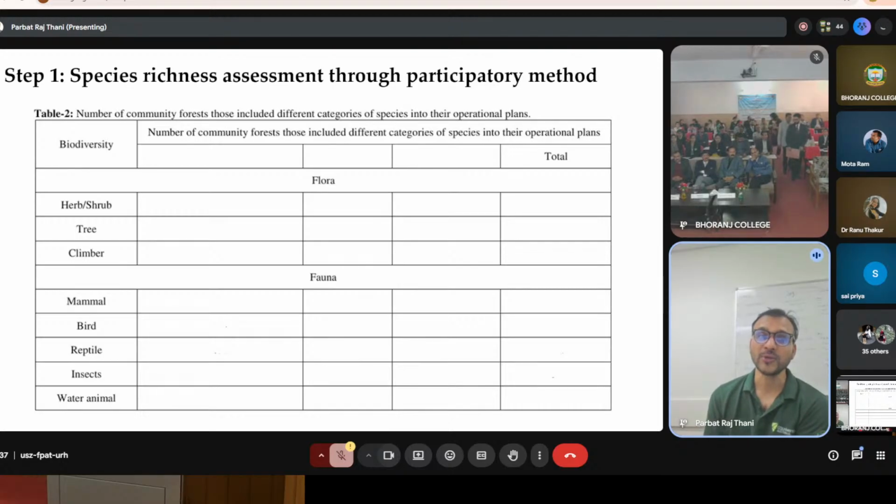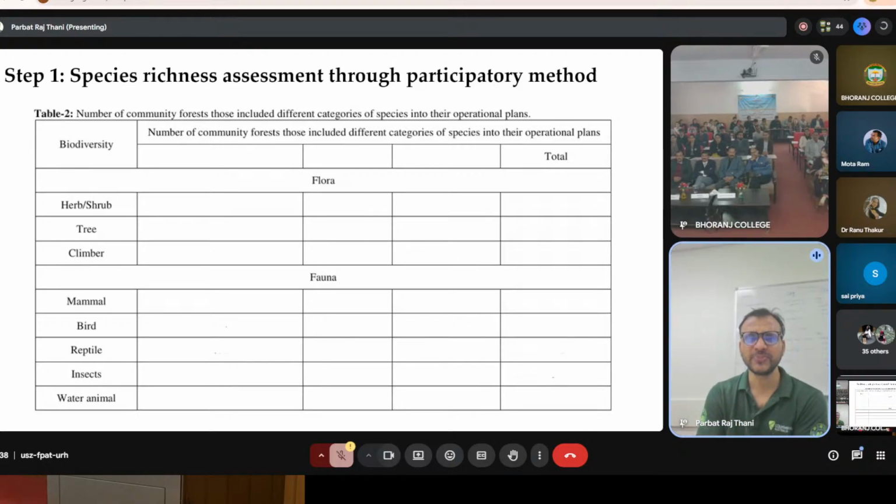So this time, what we did is we tried to find species richness in their forest through the participatory method. So we asked them to list all the species under herb and shrub categories, tree categories, climber categories, and under fauna. There were mammals, birds, reptiles, insects, and even water animals. We listed all those species at length.